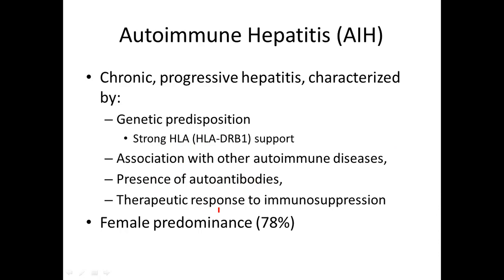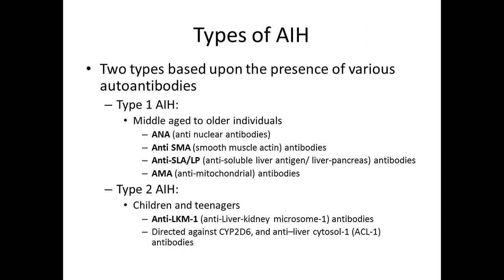Almost 78% of cases affect females, while 22% of cases are present usually in males. So a very important female predominance is there. Almost all the features suggest that we are dealing with an autoimmune hepatitis. There are two types of autoimmune hepatitis, type 1 and type 2, and this typing is based on the presence of certain antibodies.